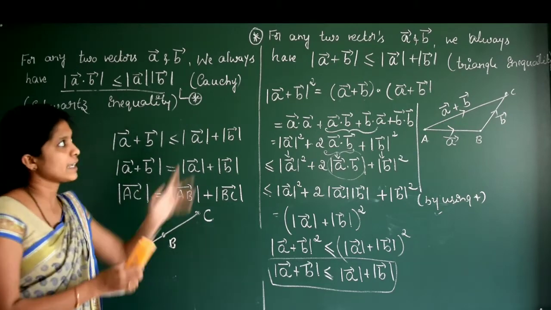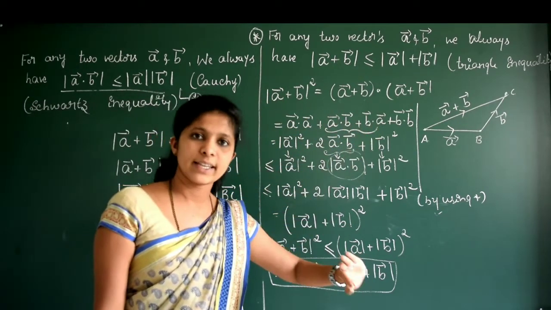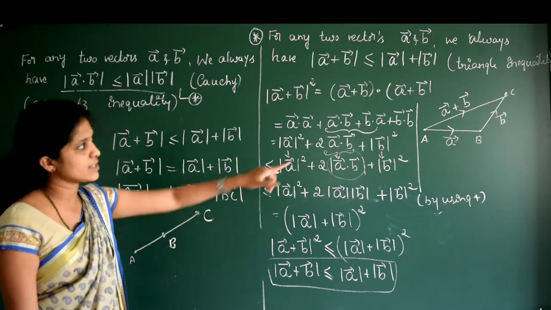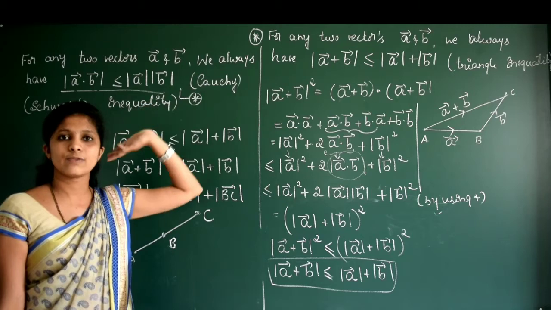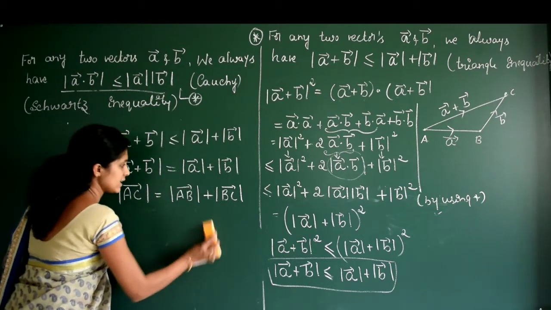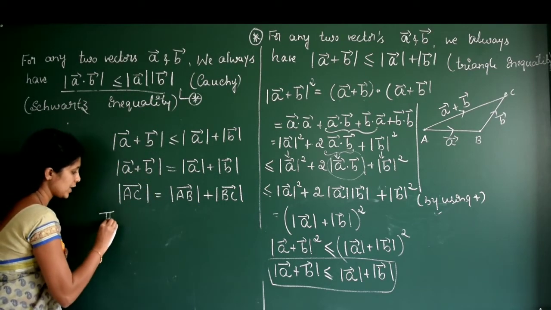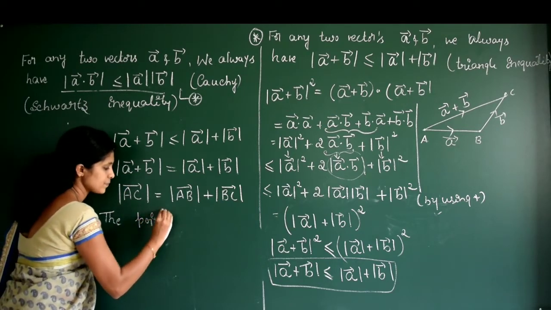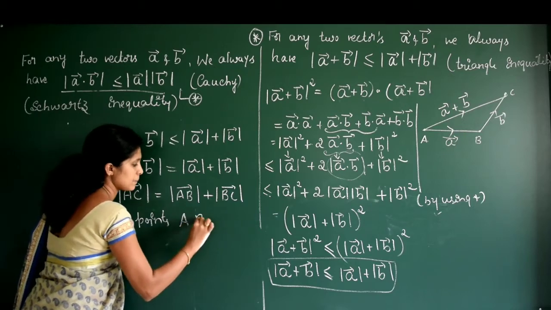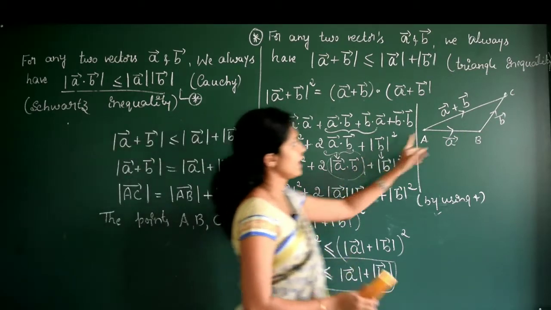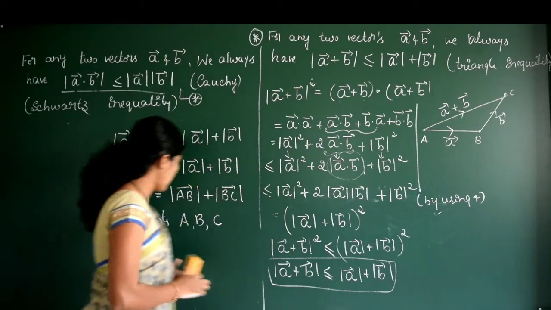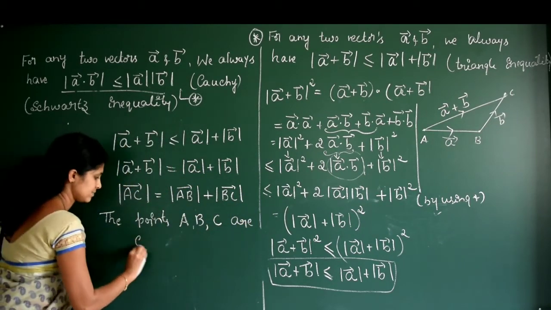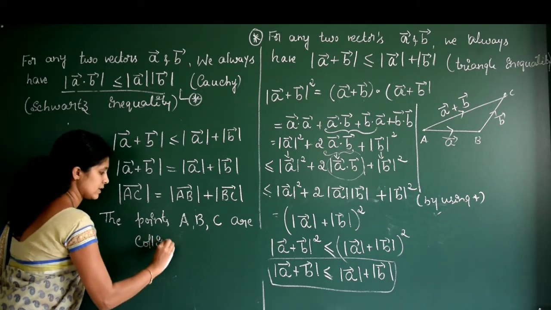So whenever this equality holds, then we can say that the 3 points, I mean A, B, C, are collinear, or we can say A vector, B vector and those lines will be collinear. So if equality holds, which is important for solving problems, the points A, B, C, those 3 points are collinear, I mean they are in the same line. Collinear.